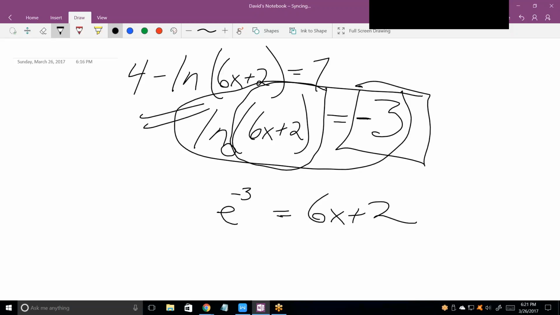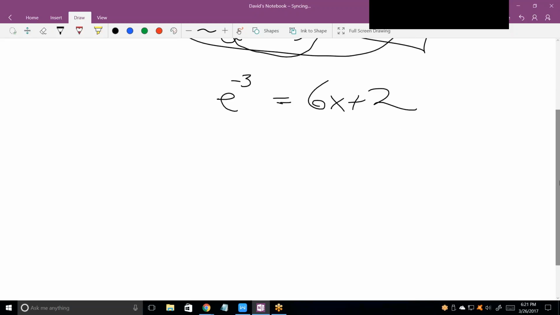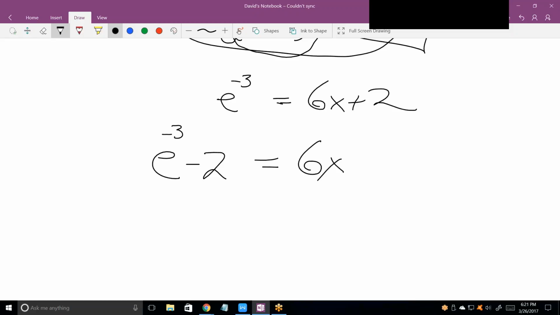So how do I solve this? e to the negative 3 minus 2 equals 6x. No, that's a good step. Subtracting 2. In other words, I'm trying to isolate the x. So I want to get rid of the 2 and I want to get rid of the 6. And you get rid of the stuff that's being added or subtracted first. So now x is going to be this whole expression divided by 6. And that's what x is.